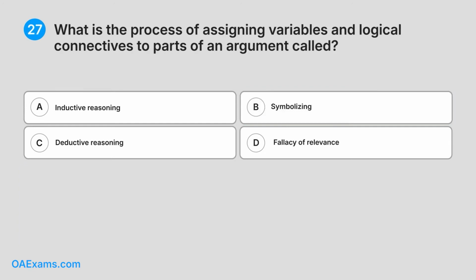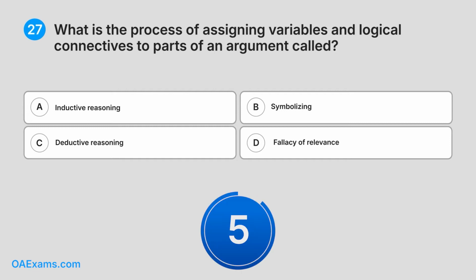27. What is the process of assigning variables and logical connectives to parts of an argument called? A. Inductive reasoning, B. Symbolizing, C. Deductive reasoning, D. Fallacy of relevance? Do you know the answer?